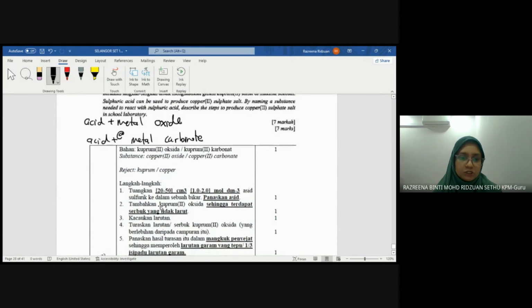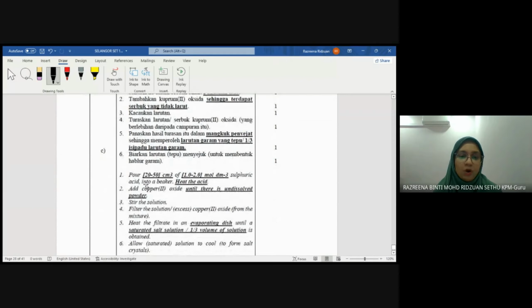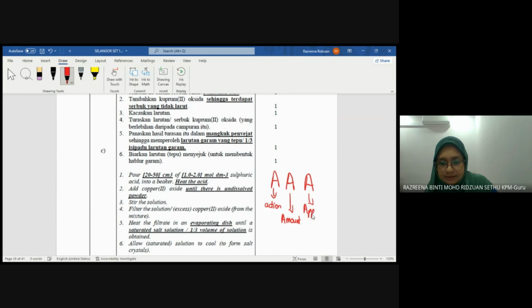So first step is you have to pour about 20 to 50. Remember, whenever you want to write procedure, use the concept of 3A. What is 3A? A is action, second A is amount, and the third is apparatus. So action, what is your action? Your action is pour amount into a beaker. Then you heat it a bit. Then you're going to add copper 2 oxide until there is undissolved powder.